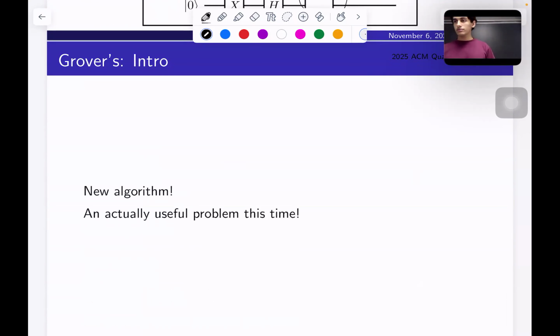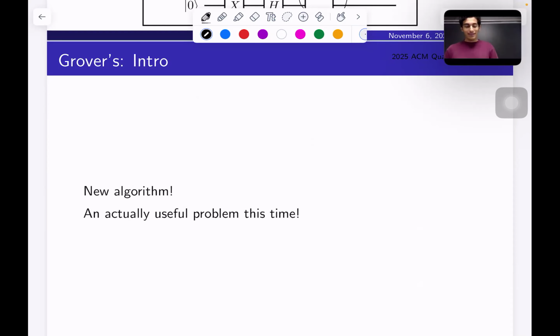Okay, so now we'll move on to Grover's algorithm. Last time I mentioned that the Deutsch-Jozsa problem is kind of artificial, like it doesn't really have much of a use. But Grover's algorithm does have a use, so we'll go through that.